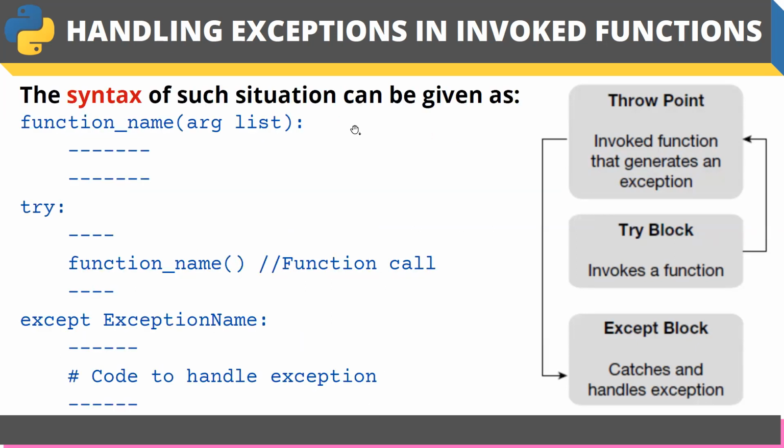So this is the syntax of such a situation. Here we have the function name and argument list, and we can write our code. Next, try: in the try block we can call the functions, and then except with the exception name. Here we can write the code for handling the exception.